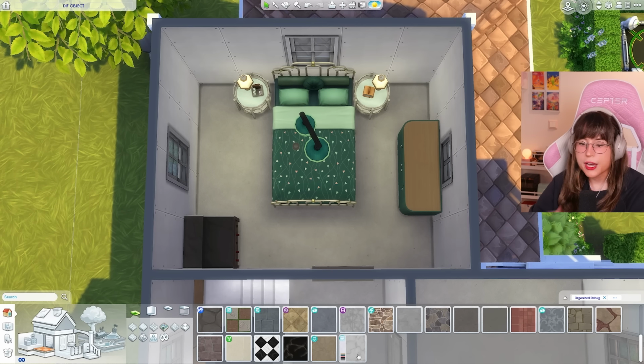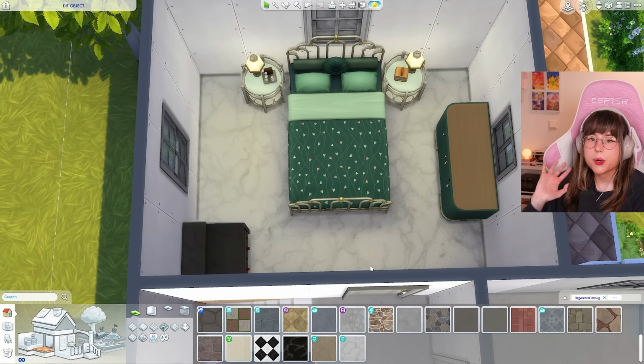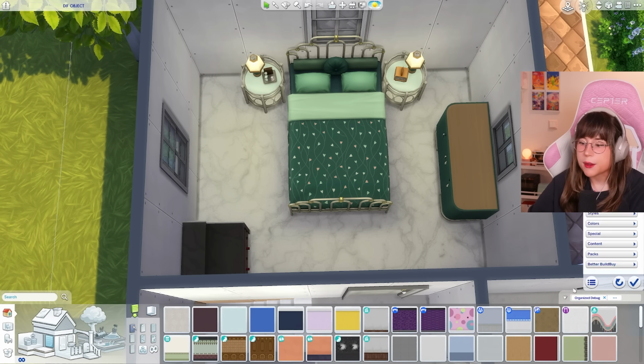Right, so the flooring first. I feel like they're going to have some marble flooring because of the marble top. And this is going to be the extravagant party room in a very dark green theme. And that is all I have today.